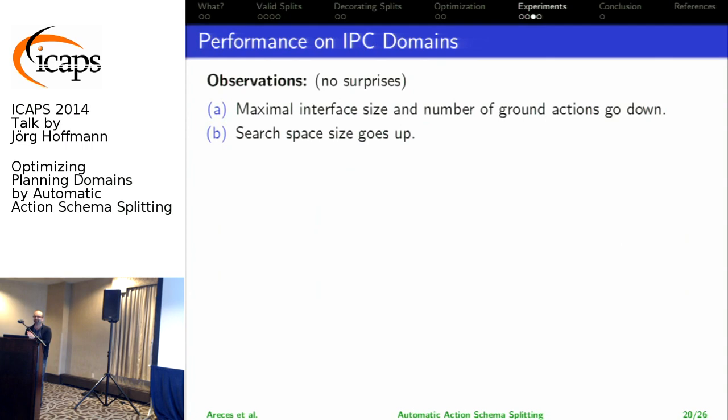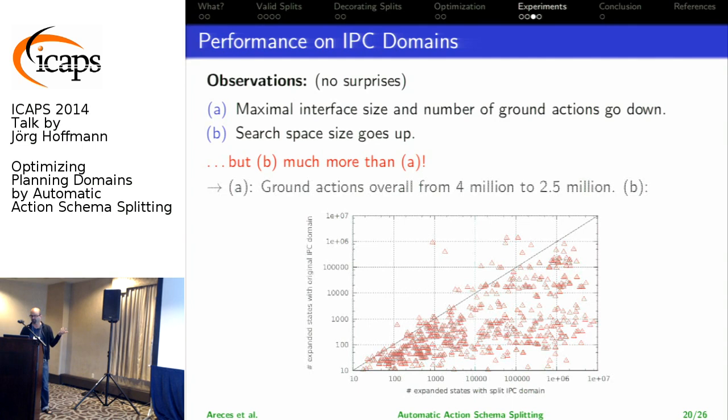So our results on the IPC domains are real bad, to say that up front. What's going on is, well, just what you would expect, okay? The grounding size goes down, the search space size goes up, just exactly like you would have expected. Problem is that B matters much more than A, okay? So as far as A goes, if you sum it all up across all the IPC benchmarks, you get 4 million ground actions, and after the split, you get like 2.5. But if you look at this, well, okay? So below the diagonal is bad. Okay, so on the IPC, it really doesn't do anything, and that's also what you would have expected.